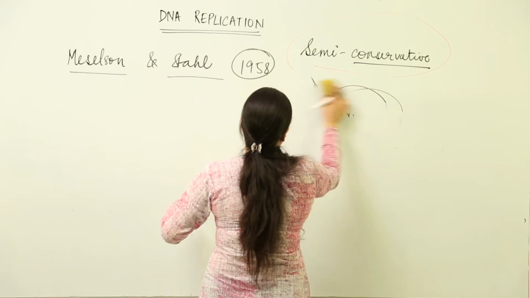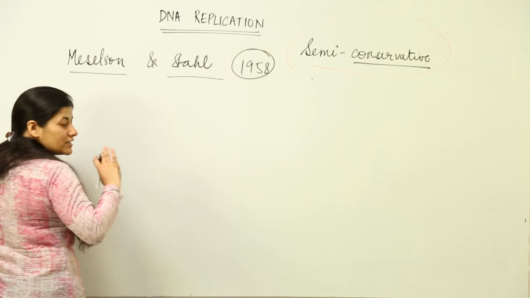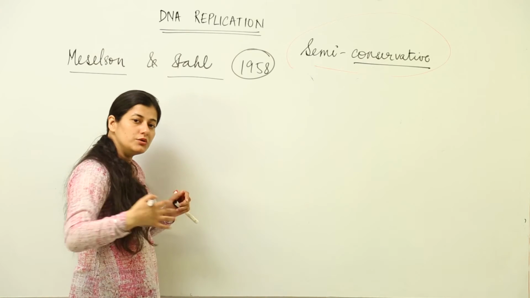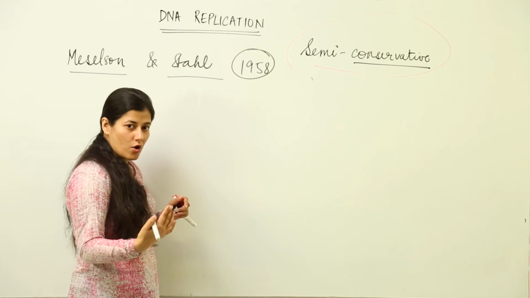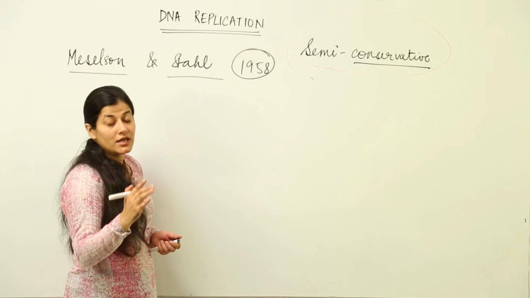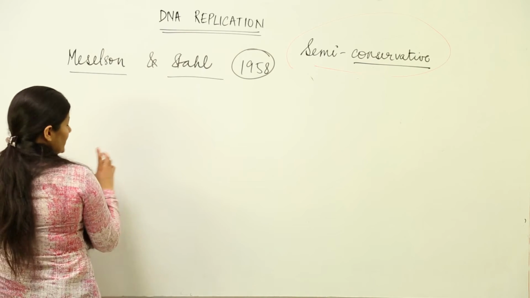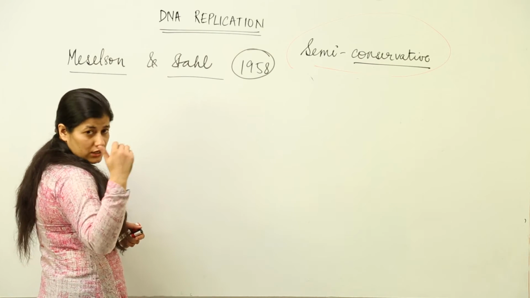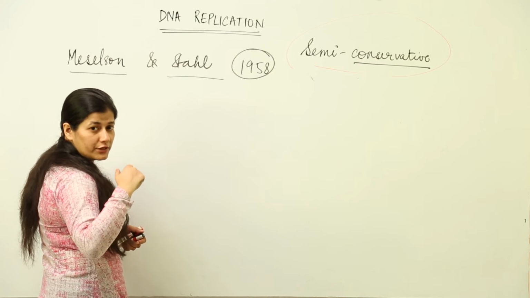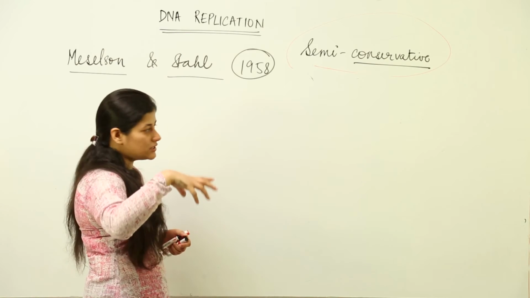What would be done is, then the E. coli would be grown on simple medium which does not contain radioactive nitrogen. So, the new DNA strands that would be formed will not contain radioactive substance. So, how was this proven? First of all, they took the first batch of E. coli which was grown on radioactive material, and they centrifuged it in cesium chloride.